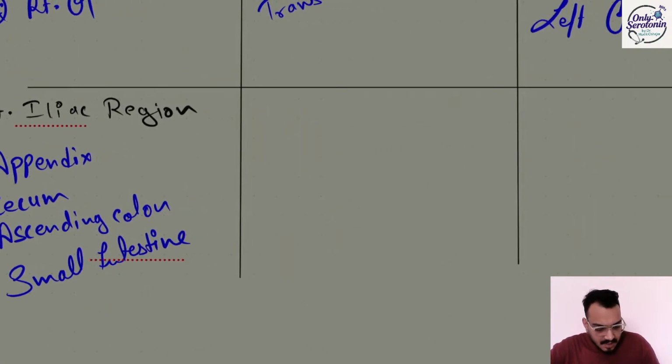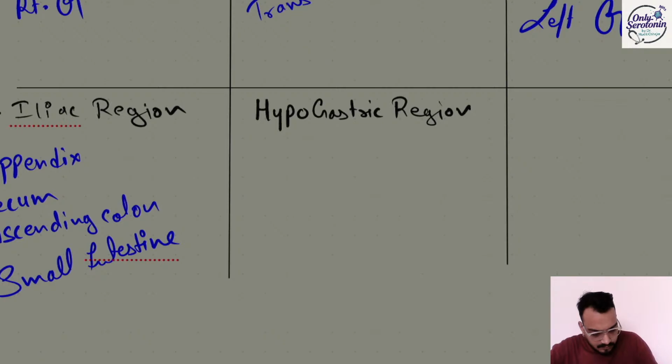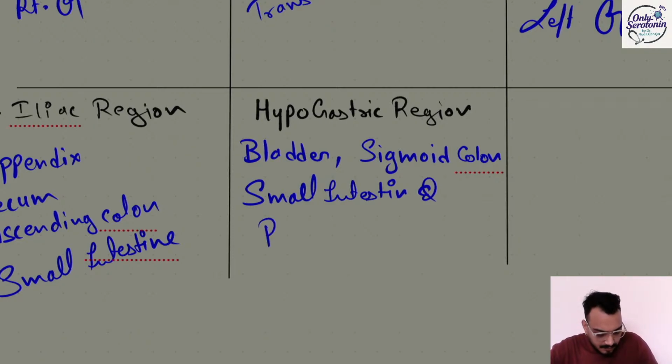In the hypogastric region, hypo means below, gastric means stomach. Below the stomach, what all things am I having? In the hypogastric region, the person will have the urinary bladder, sigmoid colon, small intestine, and reproductive organs.